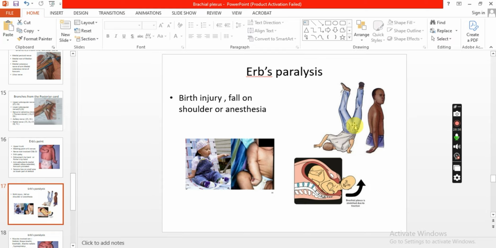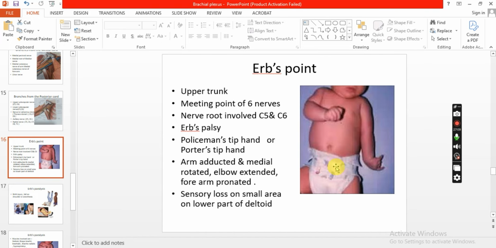Another condition is when a person falls from a height and lands on the ground on the shoulder. Here also you can see an undue separation of the neck from the shoulder. That means the angle between the neck and the shoulder is unduly increased. That leads to injury to the Erb's point, leading to a condition called Erb's paralysis, or otherwise called policeman's stiff hand or porter's stiff hand.